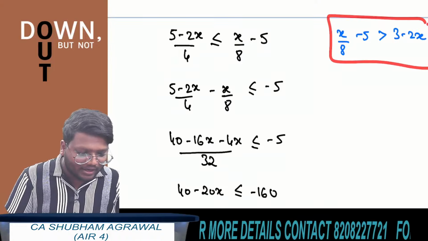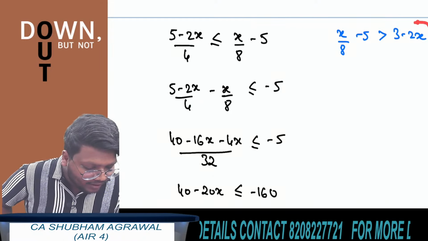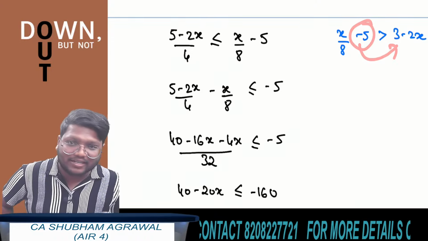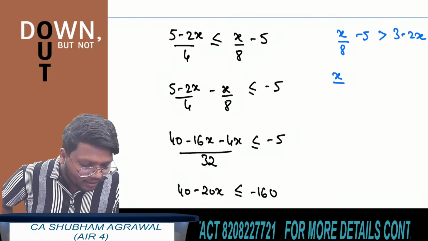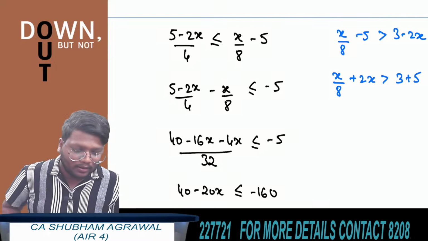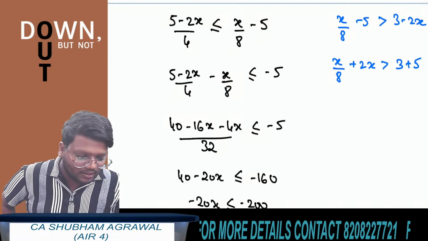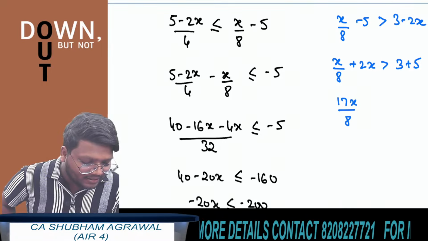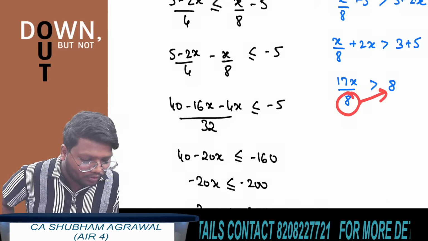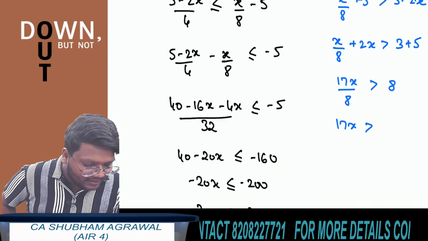Now solve this inequality. x upon 8 minus 5 is greater than 3 minus 2x. This minus 2x when shifted to opposite side will become what? Plus 2x. And this minus 5 when shifted to opposite side will become what? Plus 5. x upon 8 plus 2x is greater than 3 plus 5. Now again do the cross multiplication. 2x multiplied by 8 is what? 16x. So x plus 16x is what? 17x. 17x upon 8 is greater than 3 plus 5 is what? 8. This 8 when shifted to opposite side will come in multiplication. So 17x is greater than 64.